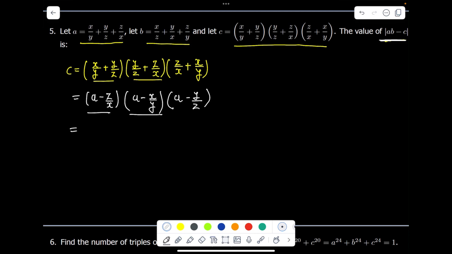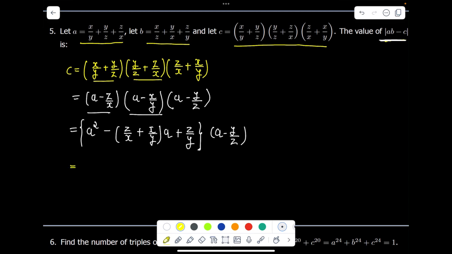If we multiply these two terms, what you will get? You will get A square minus Z by X plus X by Y into A plus Z by Y. Now you have to multiply this term with the last term, which is A minus Y by Z. Let's do multiplication again. What you will get is A cube, this term multiplied with A. Again you will multiply A square with Y by Z. So you will get A square Y by Z. Let's multiply the second term with the bracket. So you will get minus of A square Z by X plus X by Y.